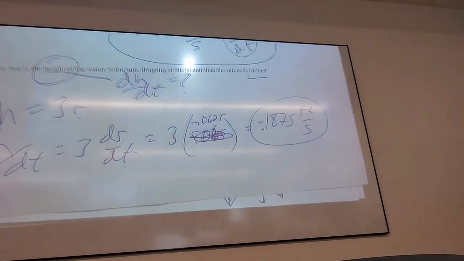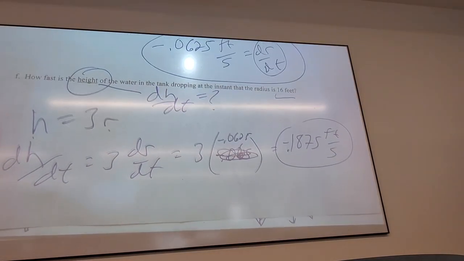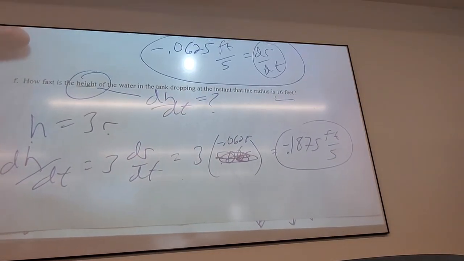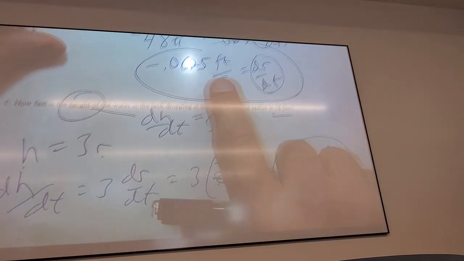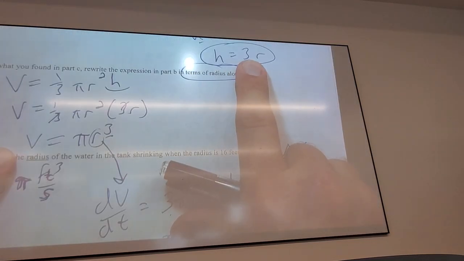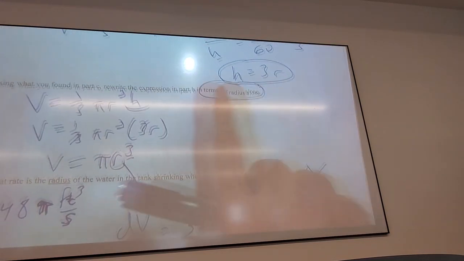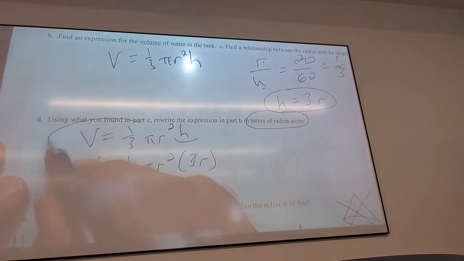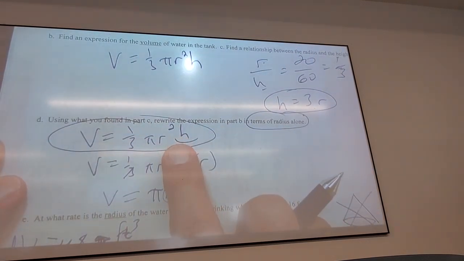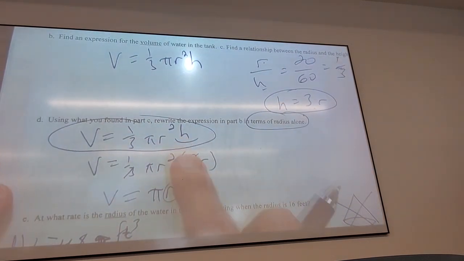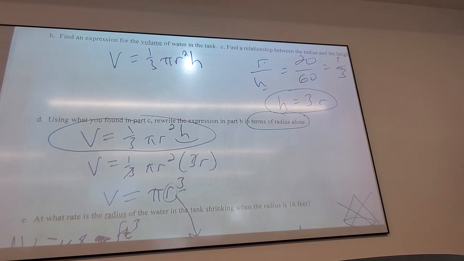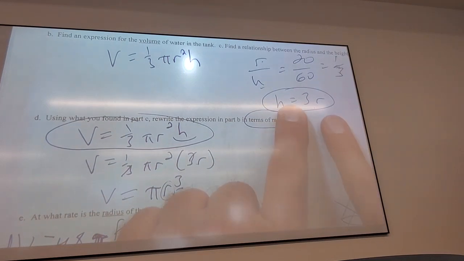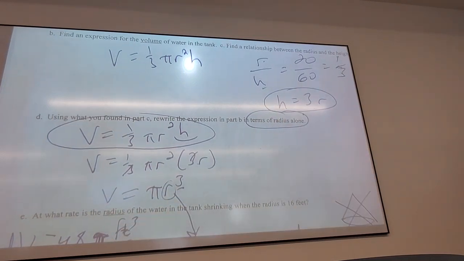For part F, did we do it without knowing the relationship between R and H? No, because we couldn't have gotten dr/dt without knowing this. I need you to understand, I could have done a product rule here, correct? But then I would have had to know dH/dt, and I could have gotten it from this. It would have just been a lot more work.